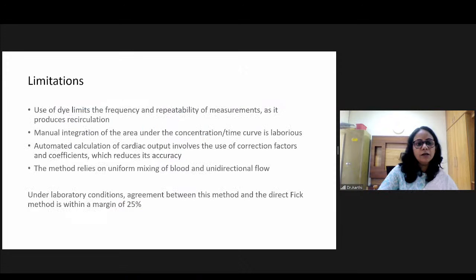So what are the limitations of these thermodilution techniques? The use of dye limits the frequency and repeatability of the measurements, and manual integration of the area under the curve is laborious, and automated calculation of cardiac output involves correction factors and coefficients, which reduces its accuracy. This method relies upon uniform mixing of the blood and unidirectional flow. When these are altered, the cardiac output is not directly proportional. Under laboratory conditions, it is almost similar, with a margin of 25%, to a direct method of measuring the cardiac output.